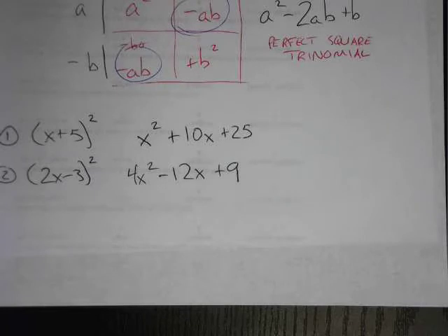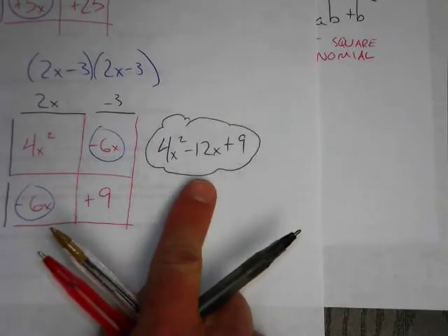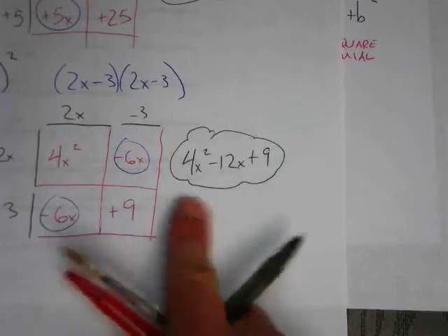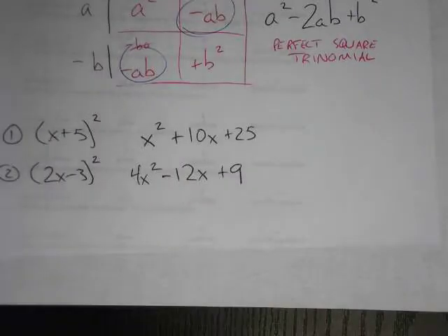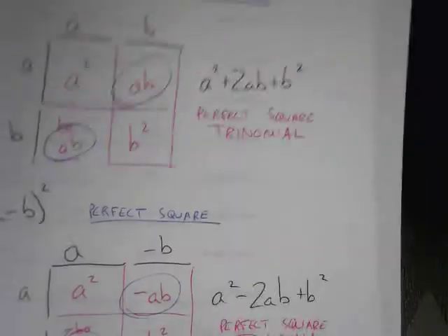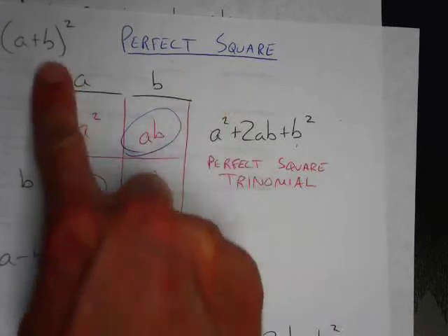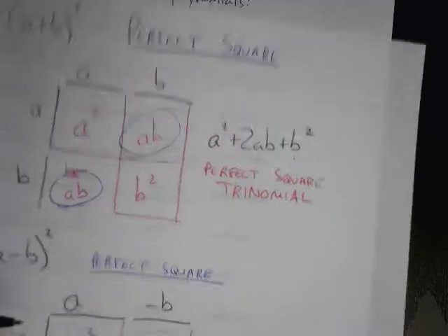It's okay, but remember you can always go back to using the area of rectangles. No matter what, we're going to get the same result. I'm just trying to save you all time and space. And so that is the first type of special product, called a perfect square. When you multiply it, you get a perfect square trinomial.